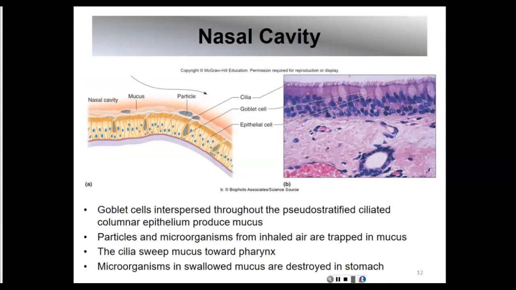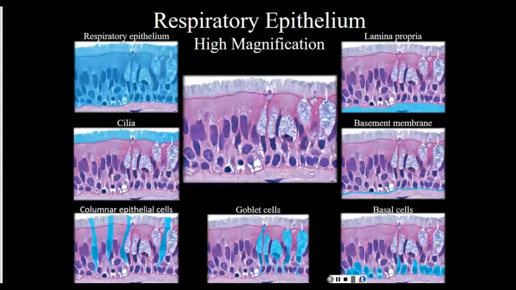That nasal cavity tissue has not only that pseudostratified epithelium, but we have a lot of goblet cells, which makes sense because it's producing mucus. This is here to help trap any kind of microorganisms and particles that have been inhaled. The cilia will sweep that mucus towards the pharynx. Then those will be swallowed and destroyed in the stomach acid. Here's some more images if you don't remember what that epithelial looks like with its goblet cells.